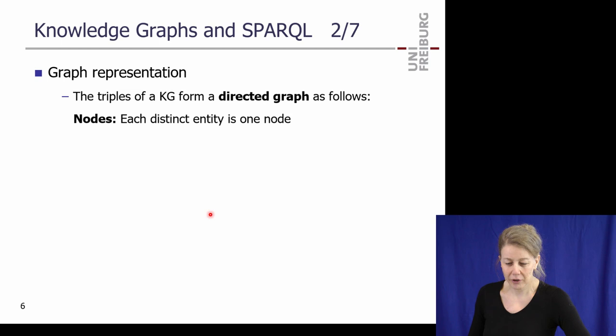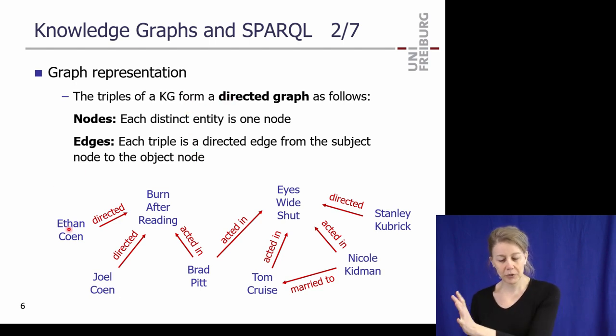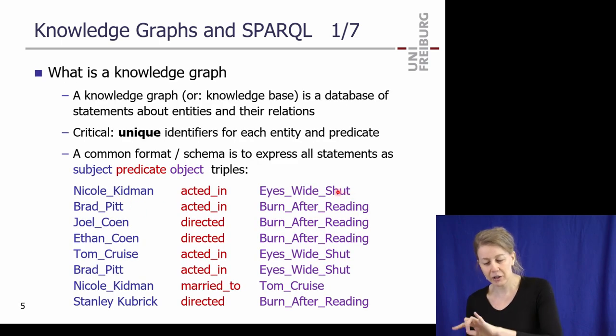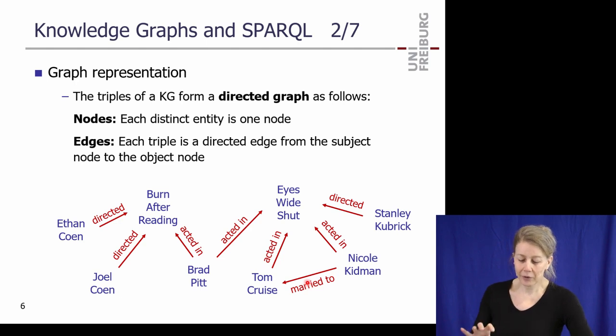Why is it called a graph? So to save some time, I've prepared this. This is the exact same information as a graph. The things which occurred as subject or object, doesn't matter now, are now these things in blue. So we have this movie here, Burn After Reading. We have Eyes Wide Shut, another movie. Here we have the people. And here we have arrows indicating, note that it's a directed graph. If we go back, it's Nicole Kidman acted in that film and not the film acted in her. So it has a direction. This guy is the director of this movie. Here, married to, there could be an arrow in the other direction, but we don't have it. So very naturally, if you have these triples, you can also draw it as a graph.